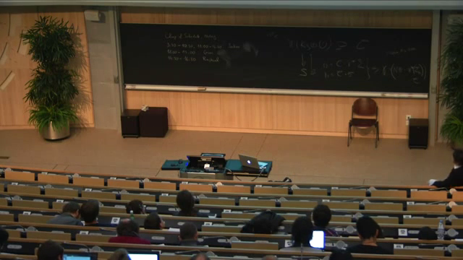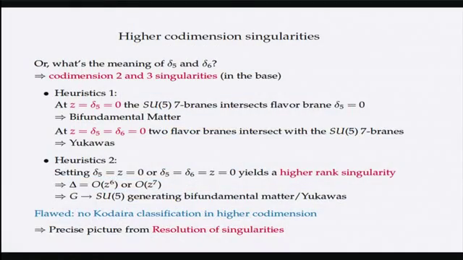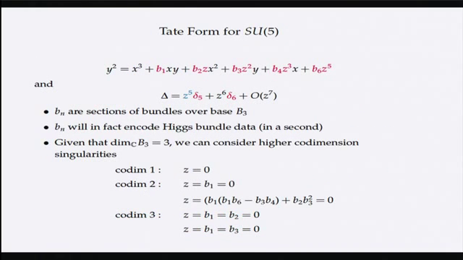So one question is, what really is happening there? How can we describe the fibers along these loci? The Kodaira classification is really something that's technically only applicable in codimension 1, meaning along z equals 0. And that problem we solved with the Tate algorithm. This is already an SU5 singularity. So the question is, what happens along these codimension 2 and 3 loci?